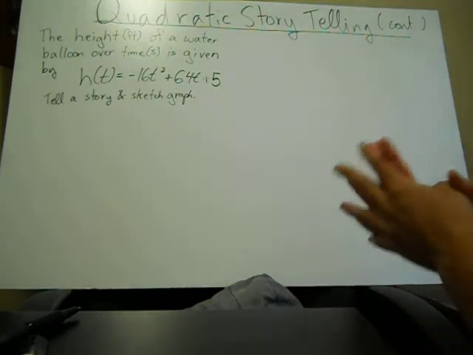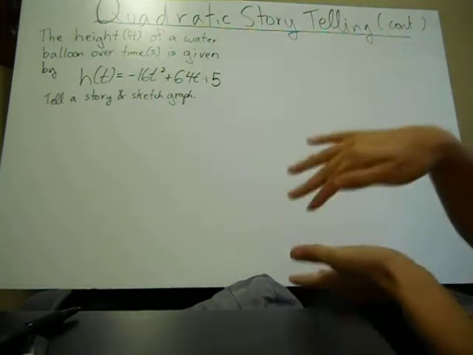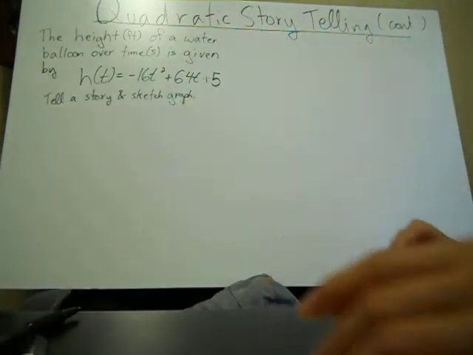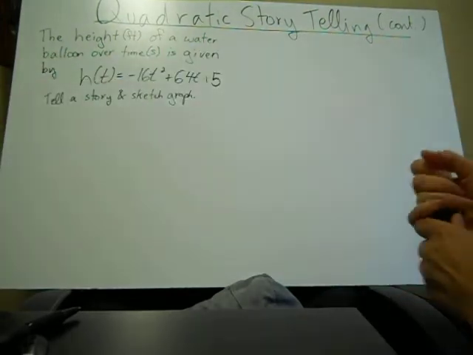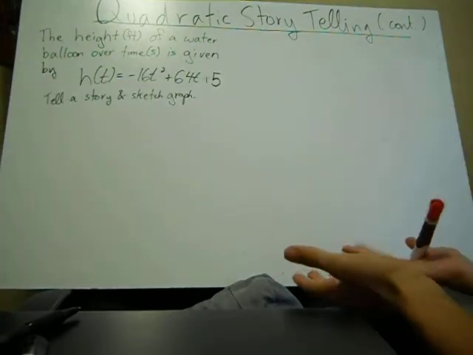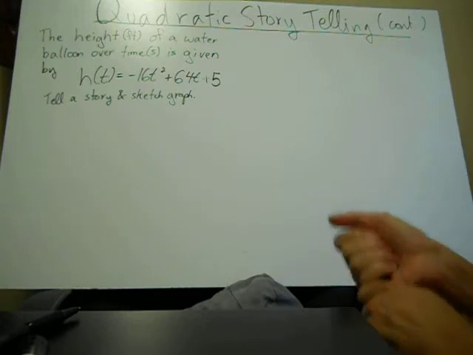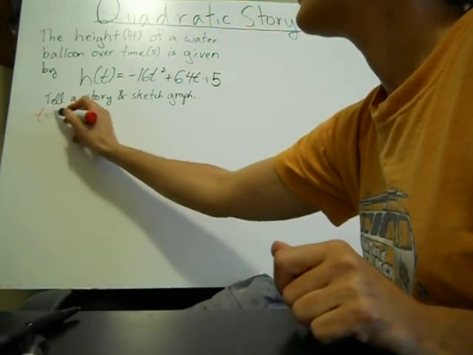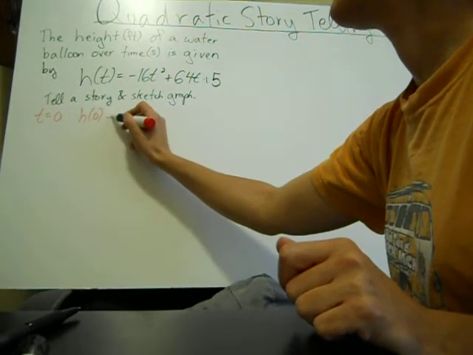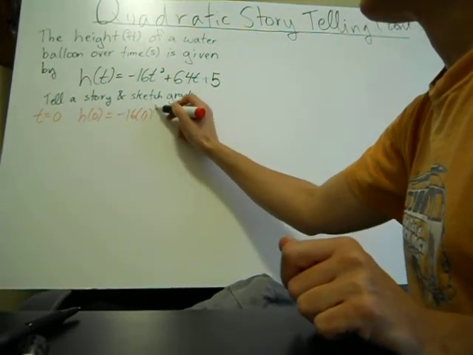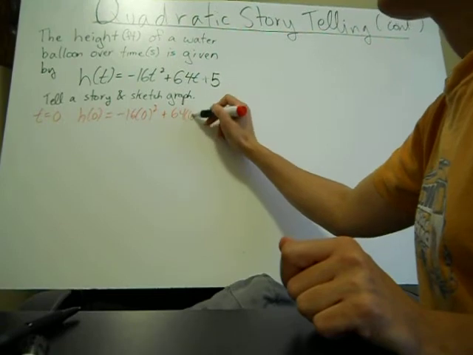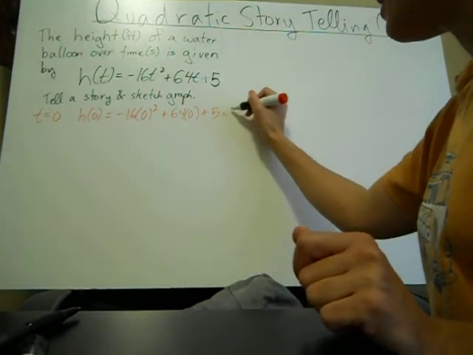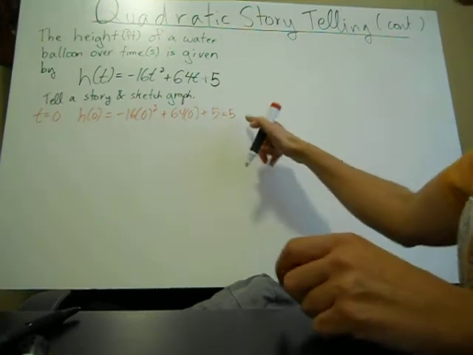Like last time, we talked about how you have a beginning, a middle, and an end to a story. For the first part of the story, you're looking at the beginning, and the beginning is at time 0. So what's going on after 0 seconds? When you plug in 0 into the function, just like last time, you end up with just this last number. It always works that way. C is always going to be your y-intercept.